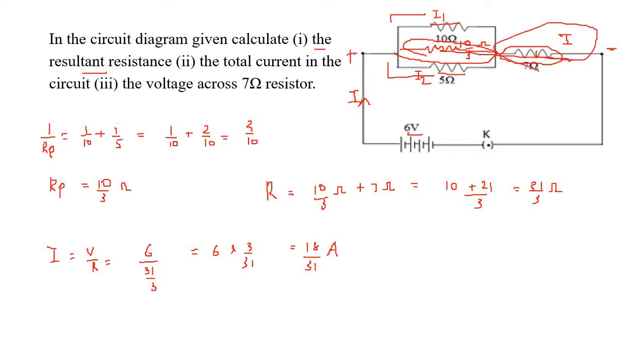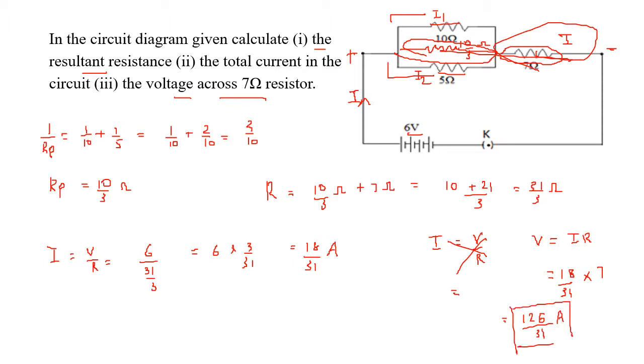So how do we calculate that? To calculate it, you will have to use the formula I is equal to V upon R. Okay, we have to find the voltage across the 7 ohm resistance. So the formula will be V is equal to IR. Now the current passing was 18 by 31 ampere, and the resistance is 7. So 18 into 7 is 126 upon 31 volt will be the voltage across the 7 ohm resistor.